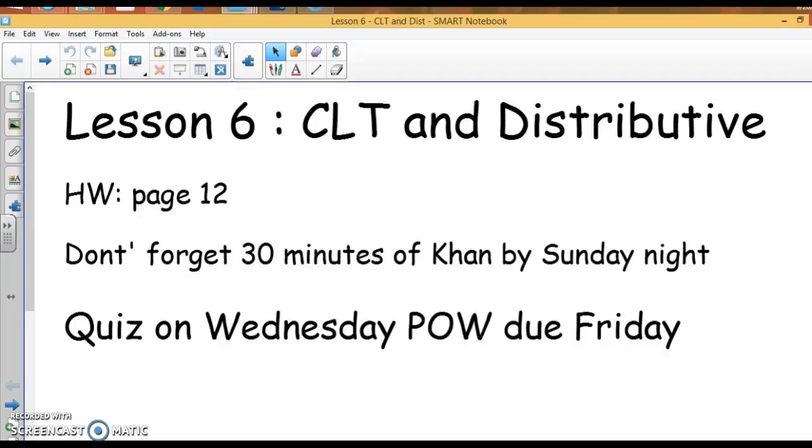This lesson is Advanced Pre-Algebra Unit 2, Lesson 6. We're going to do combining like terms with distributive. The homework that goes with this is page 12. We have a quiz on Wednesday and problem of the week is due Friday.